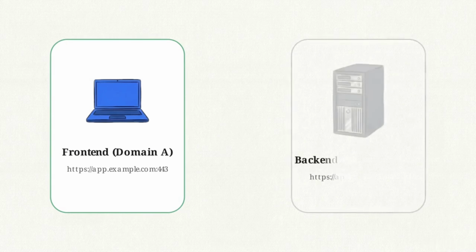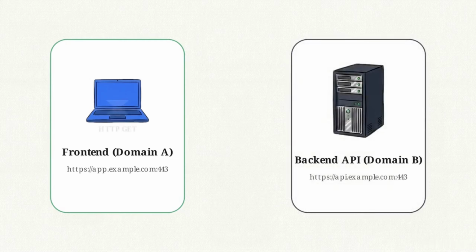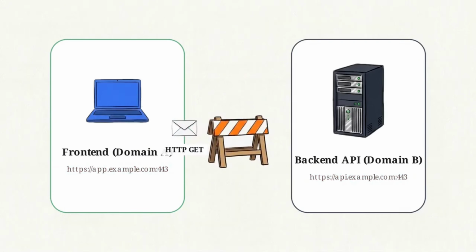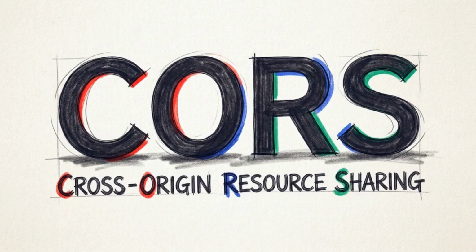Picture a standard setup. You have a front-end web application on one domain, attempting to fetch user data from a backend API located on an entirely different domain. Because these two origins differ, the browser requires them to successfully negotiate mutual trust before it allows any data to be read. That negotiation happens entirely through CORS headers.